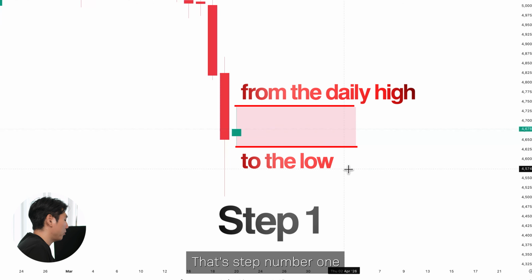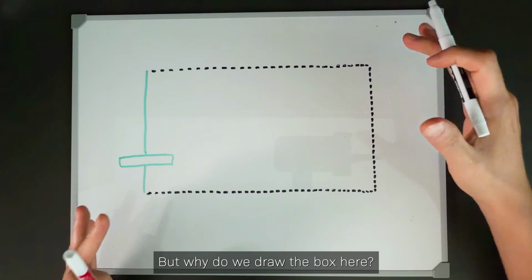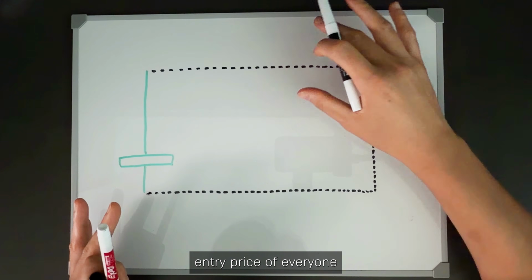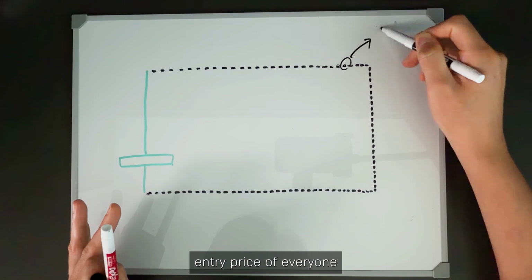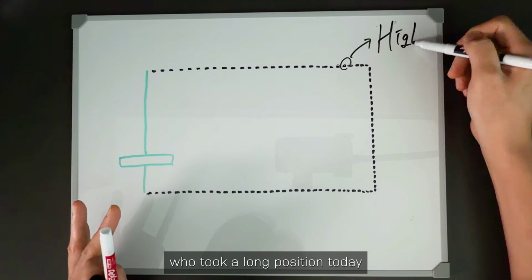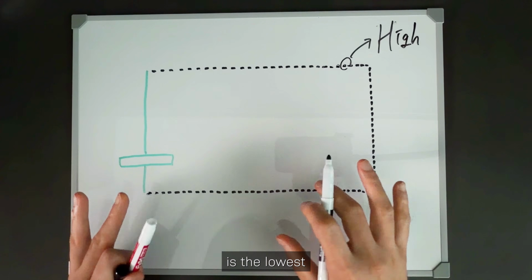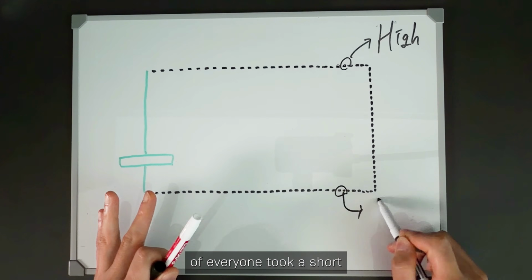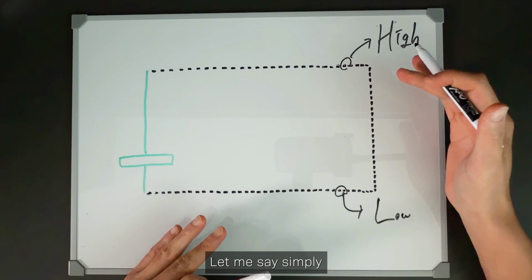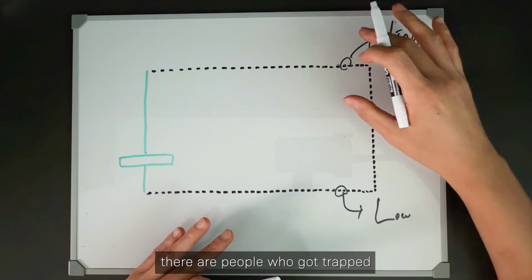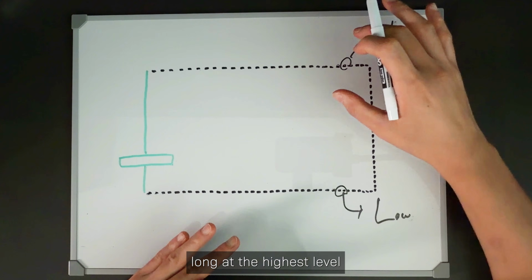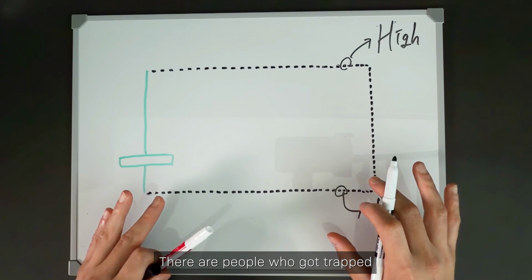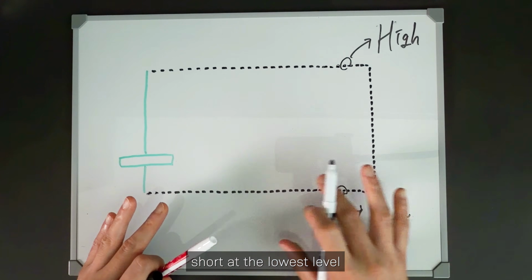That's step number 1. But why do we draw the box here? The top of the box is the highest average entry price of everyone who took a wrong position today. The bottom of the box is the lowest average entry price of everyone who took a short position today. Let me say it simply: at the top of the box, there are people who got trapped long at the highest level. At the bottom of the box, there are people who got trapped short at the lowest level.